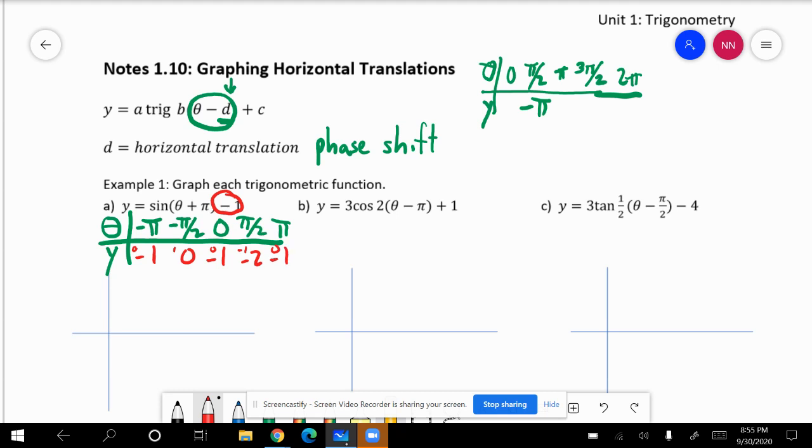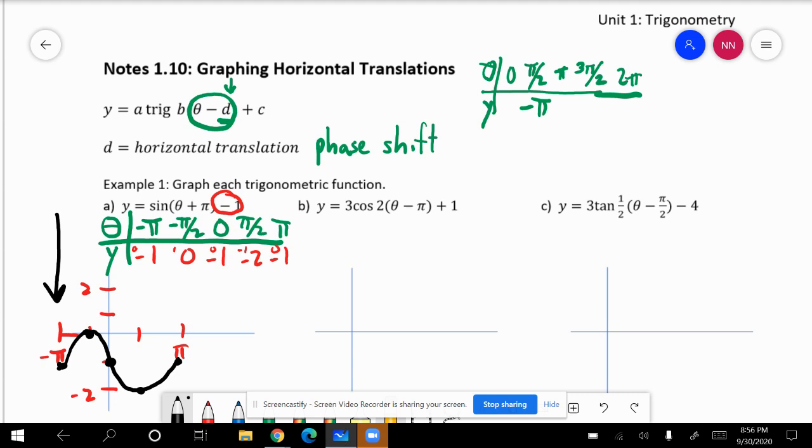When we graph this, I'm going to start off with negative pi, and I'm going to end all the way with pi. So at negative pi, it's down 1. Then we have 0, we have negative 1, we have negative 2, and we're back at negative 1. So this right here is our sine value. Notice that it shifted to the left by pi.